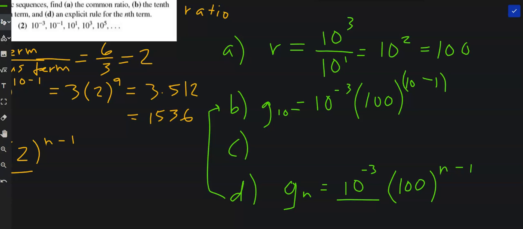So using my handy dandy machine, 100 to the 9th power times 10 to the negative third. That is 1 times 10 to the 15th power.